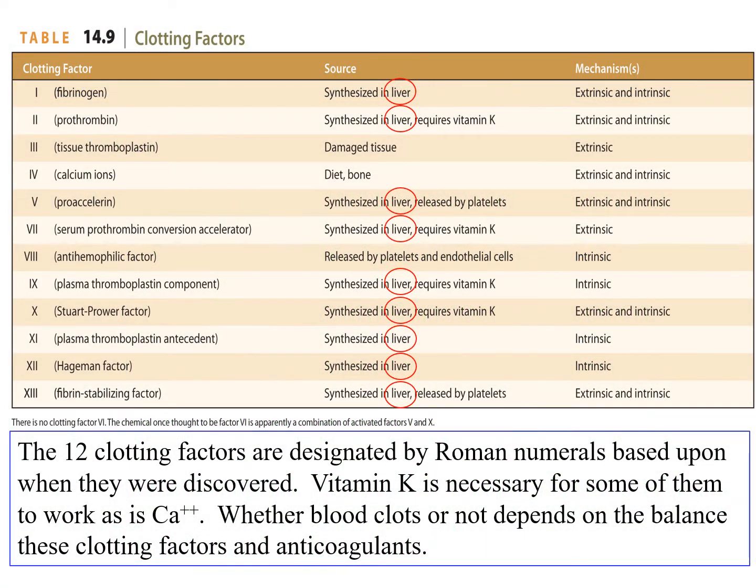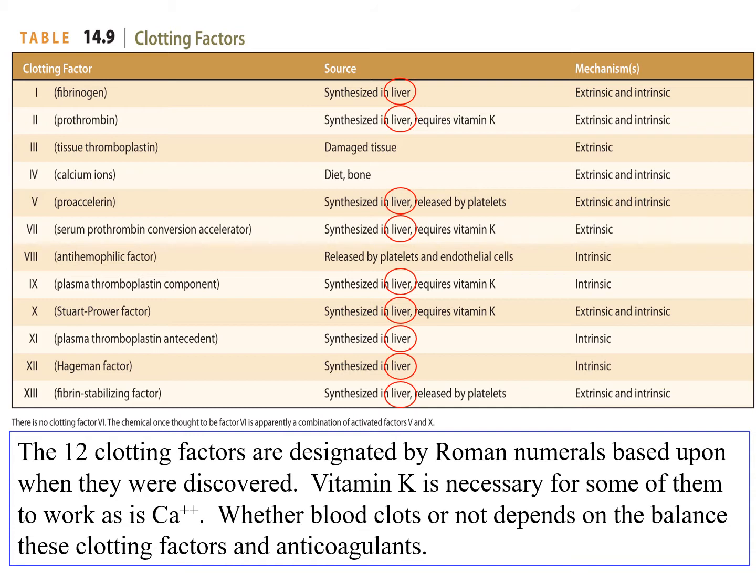This table points out the 12 different clotting factors. Now, if you look on the left-hand side, where we give each clotting factor a Roman numeral, you'll notice that there are actually 12 listed, but this is Roman numeral 13. So where are we missing one? Well, if you look really close, you'll see that there's no clotting factor number 6. We go from 5 to 7.